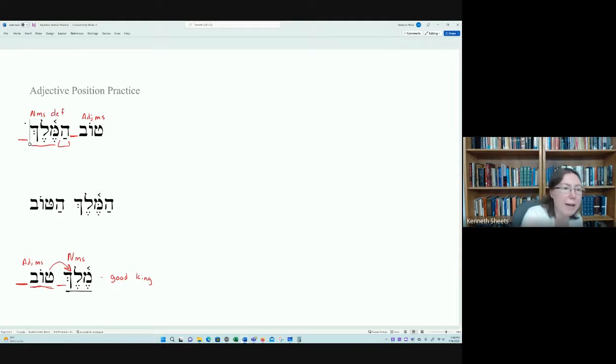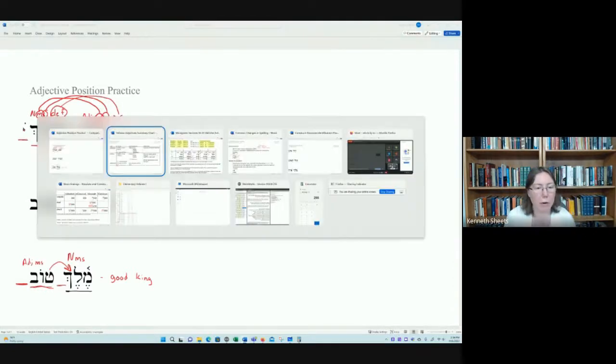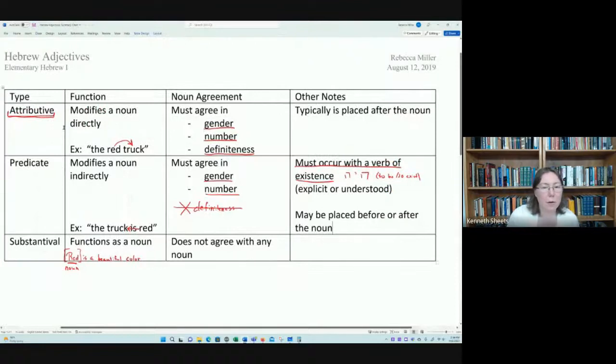So notice what we have here. My adjective agrees with my noun in terms of the gender. It agrees in terms of the number, but there is not agreement in terms of definiteness. So let's go back to our chart. Where do we see that? So attributive, agreement in terms of gender, number, and definiteness. So this can't be attributive. But predicate must agree in terms of gender and number, but not definiteness.